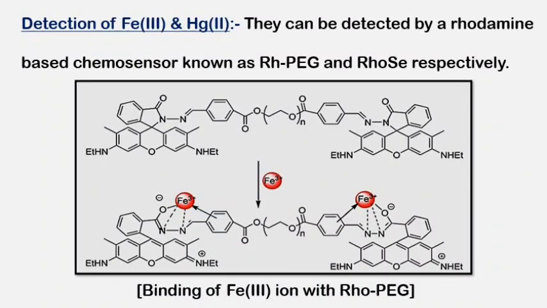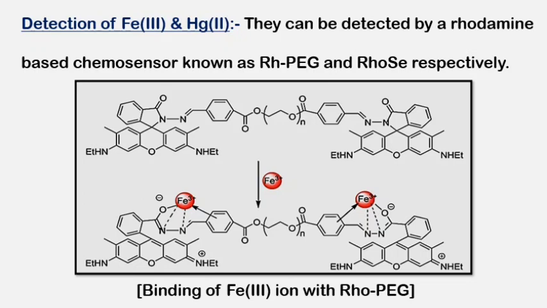Before discussing the detection of the metal ions, let me tell you one thing: there are various rhodamine-based chemosensors present for the detection of various metal ions. So now we can proceed to the detection of the metal ions.